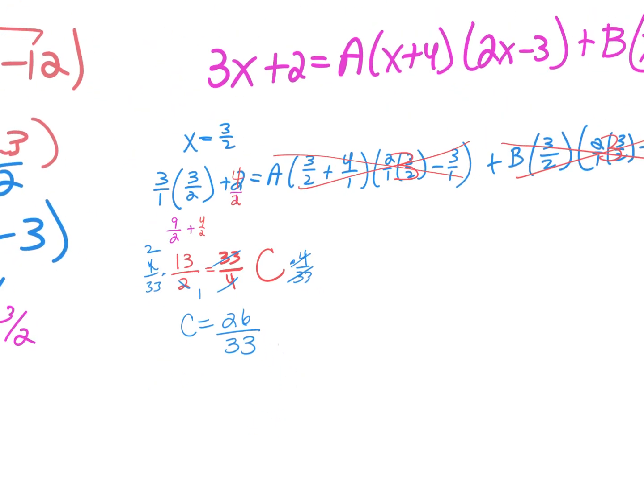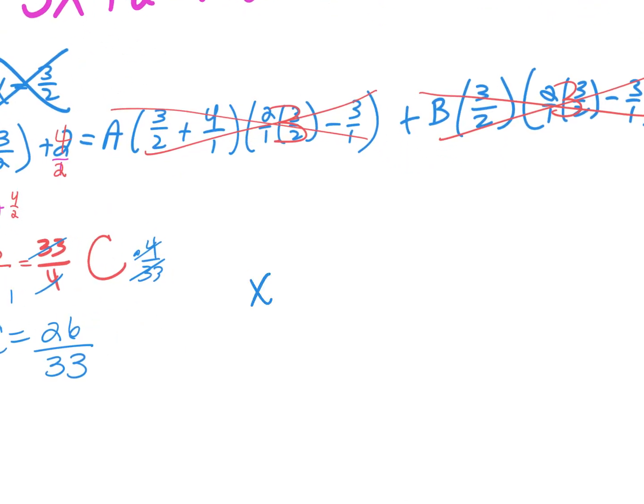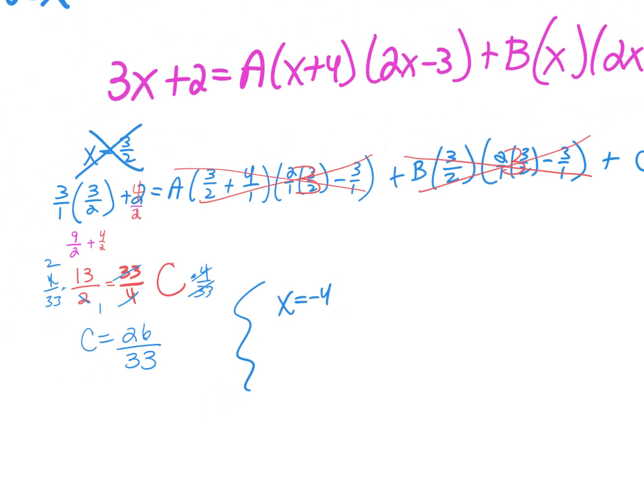All right, now we're going to go to the easier ones. We did x equals 3 over 2. Now let's plug in using x equals -4. So x equals -4. All right, so we got the whole problem again. We have 3 times -4 plus 2, right?